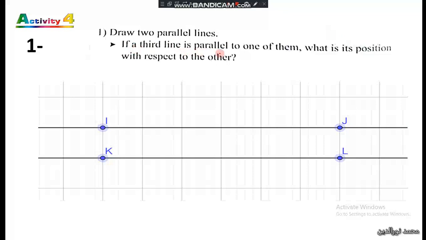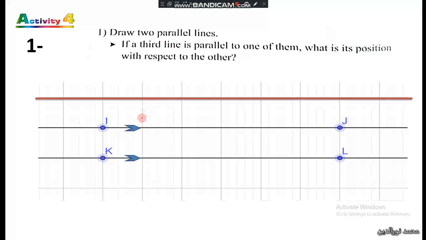If a third line is parallel to one of them, so we will draw this line which is parallel to IJ. If a third line is parallel to one of them, what is the position with respect to the other? So we have IJ and KL are parallel, so these two lines are parallel and these two lines are parallel. And the question is, what can we say about these two lines? As we see, these two lines are parallel.